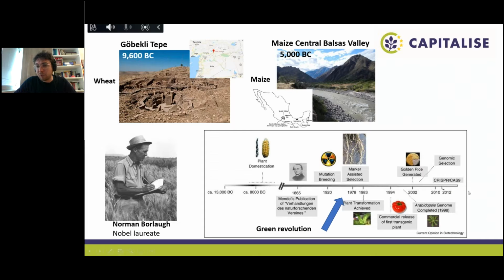But what you see here and what we are doing now is just a refinement of a selection process which starts from very far back in time. And so this is the way we see projects like CAPITALISE or other projects trying to leverage this natural diversity into crop improvement.